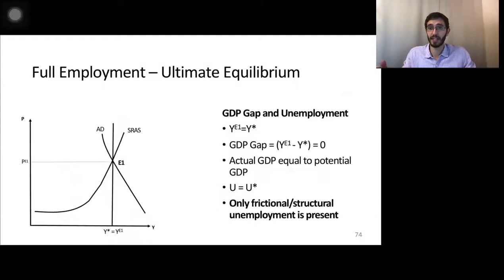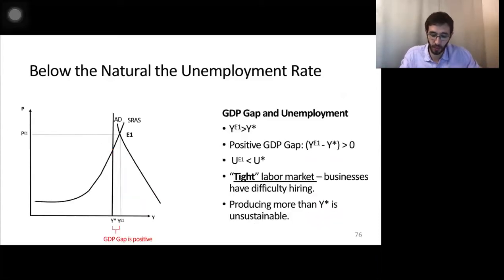The opposite then would be, if we get where we want to be, then once again, that means that we are where the potential GDP line is as well. That's when the GDP gap is zero, right? The unemployment rate equals the natural rate of unemployment, which means we still have frictional and structural unemployment, but cyclical unemployment is zero. Okay, so that's the goal here.